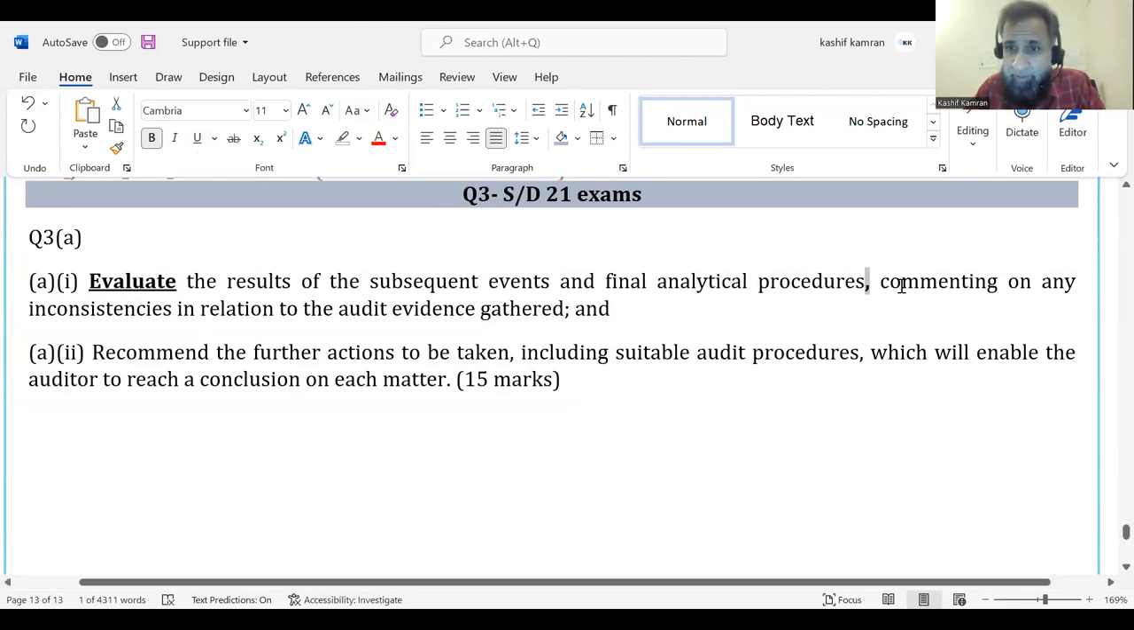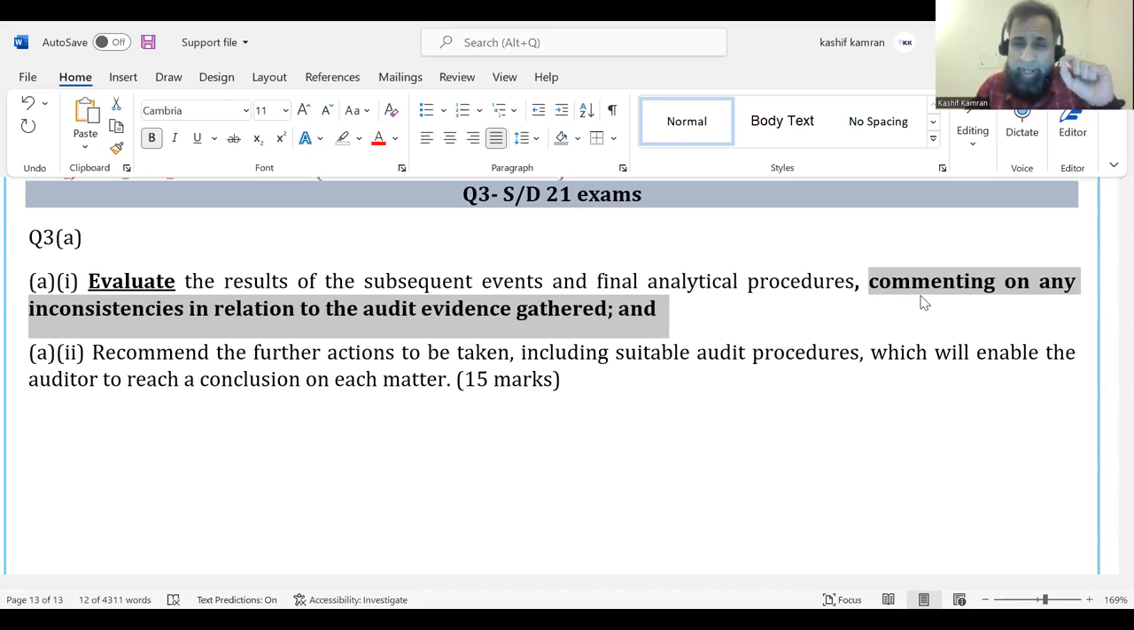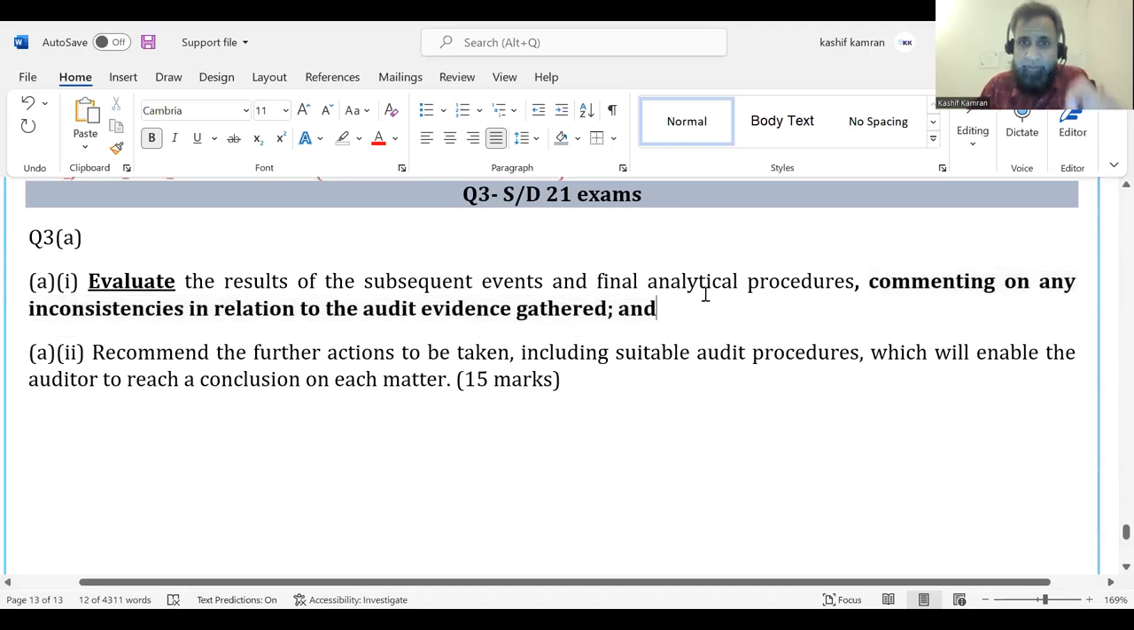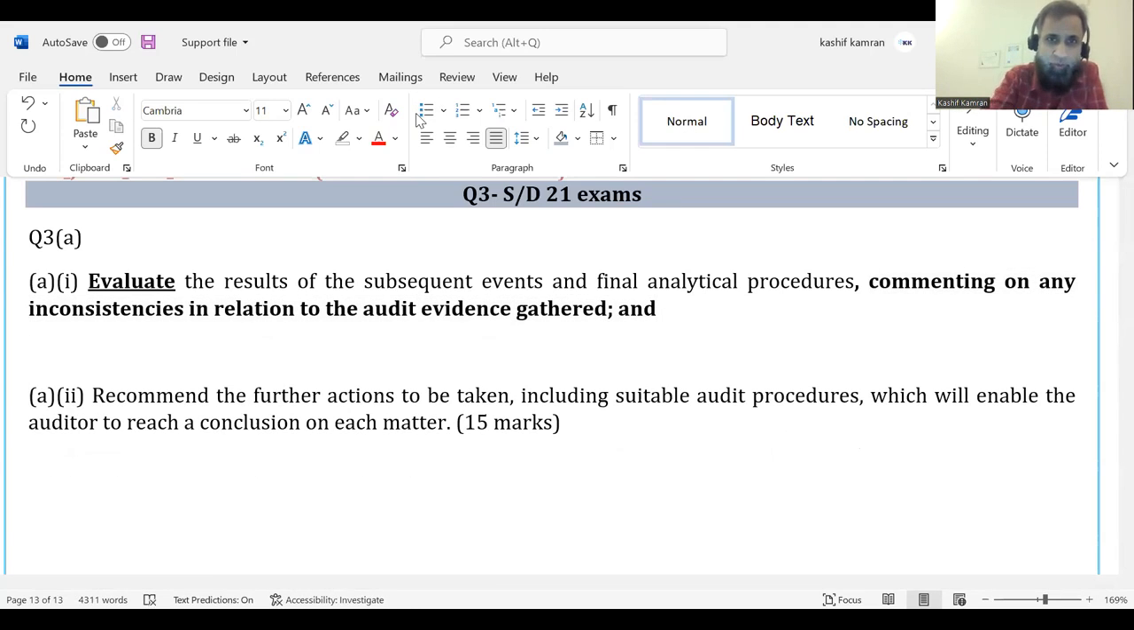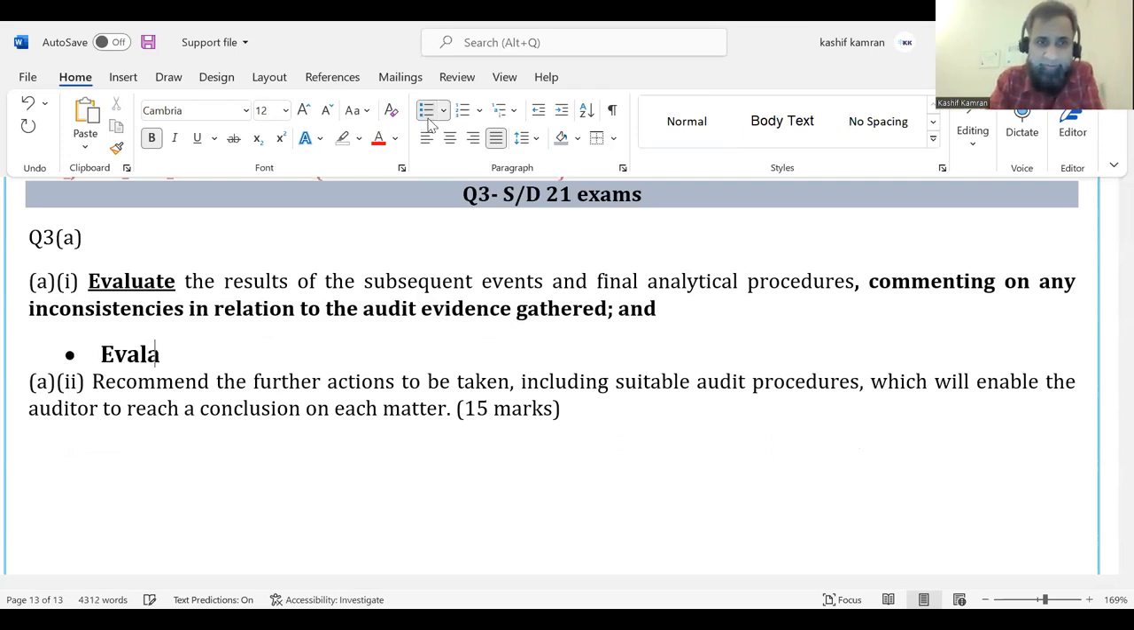Evaluate the results by commenting on any inconsistency in relation to the evidence gathered. So you need to comment on any inconsistency in relation to the evidence gathered. For the first question, the requirement is pretty simple. What you need to do is evaluate the conclusion. But when you're evaluating, what are you doing?